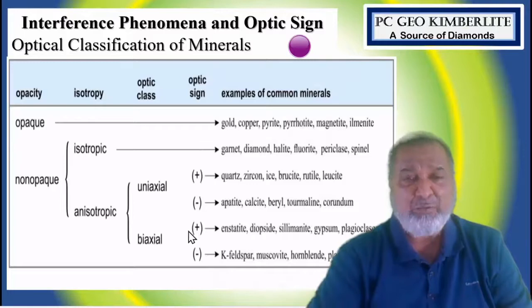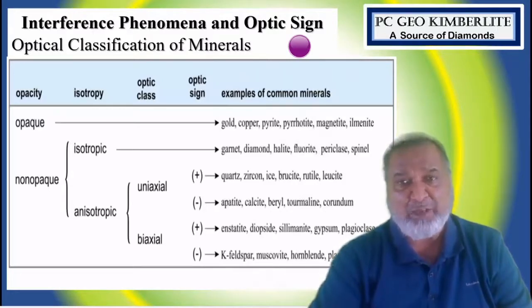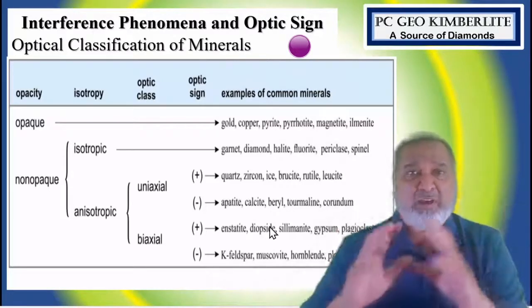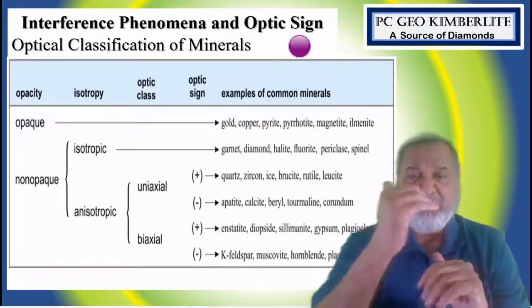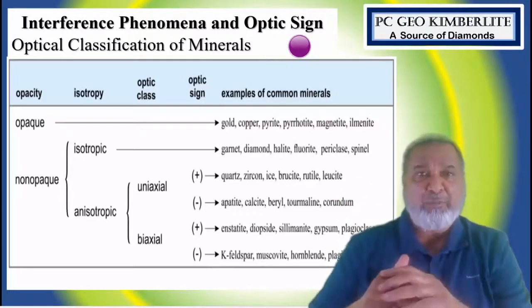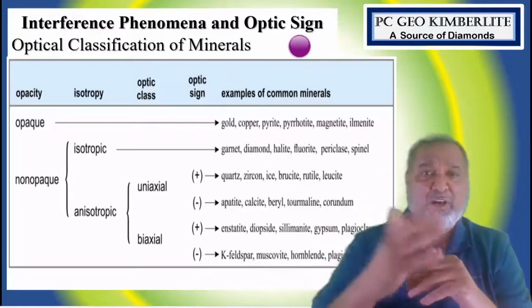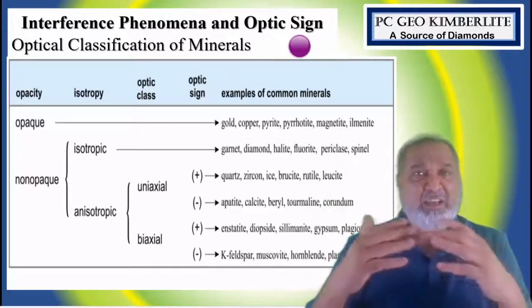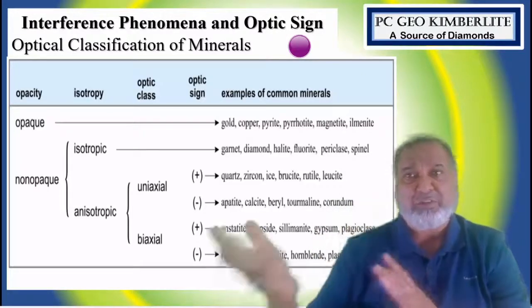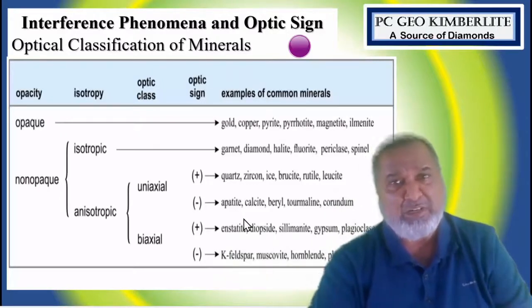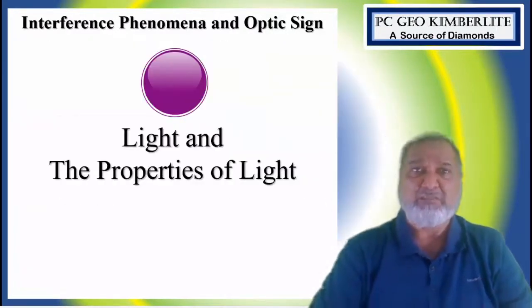Whereas in biaxial, positive minerals are enstatite, diopside, sillimanite, gypsum, and plagioclase. Whereas biaxial negative minerals are K feldspar, muscovite, hornblende, plagioclase, and epidote. So this is what we have. Optical classification of minerals is divided into opaque and non-opaque. Non-opaque minerals are divided into isotropic and anisotropic. Anisotropic minerals are again divided into uniaxial and biaxial. Again, each one is divided into positive and negative. So this is the important chart. If you remember the names, then it is well and good.